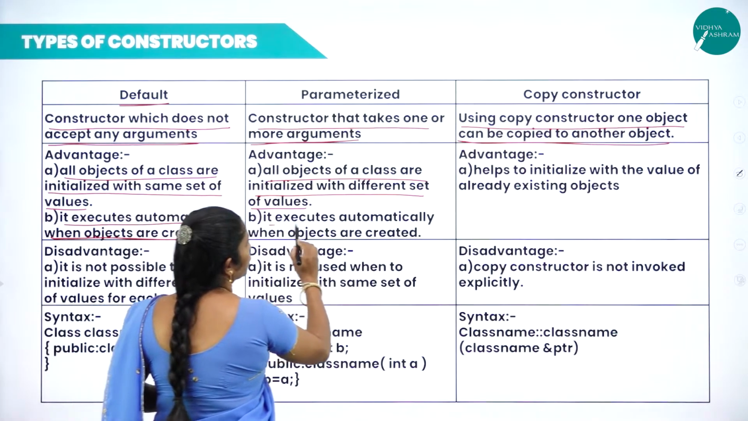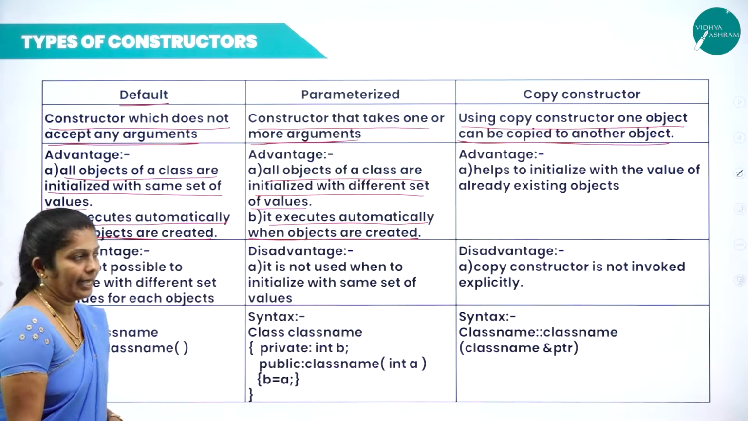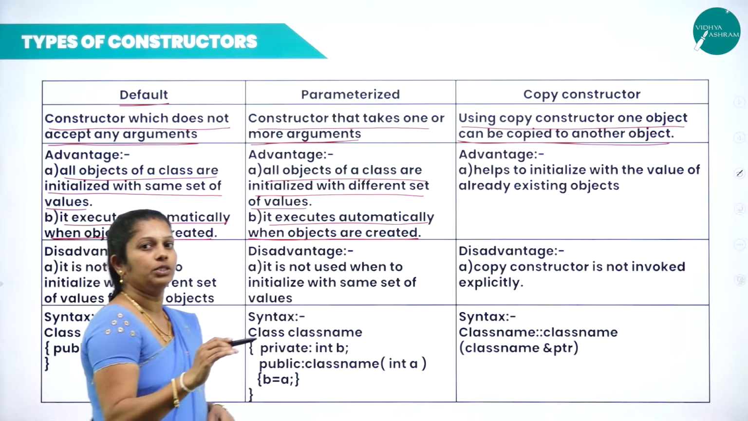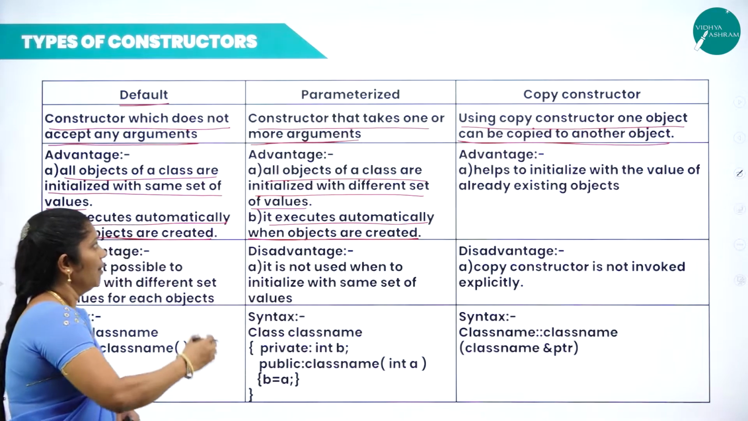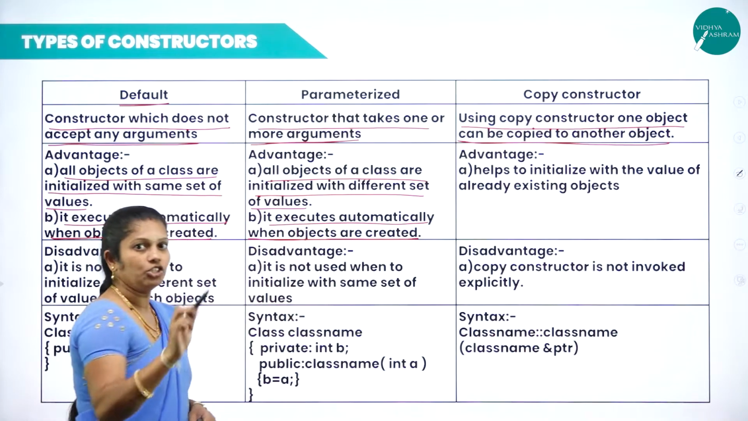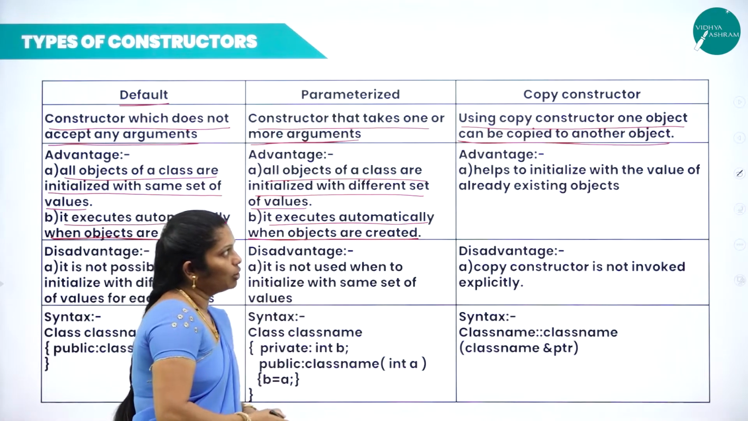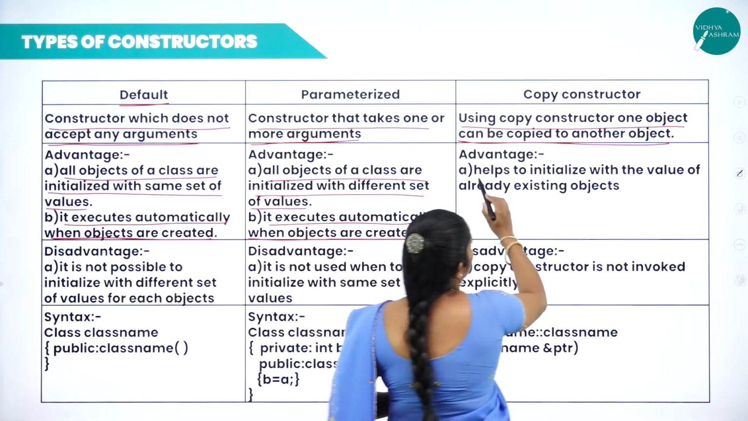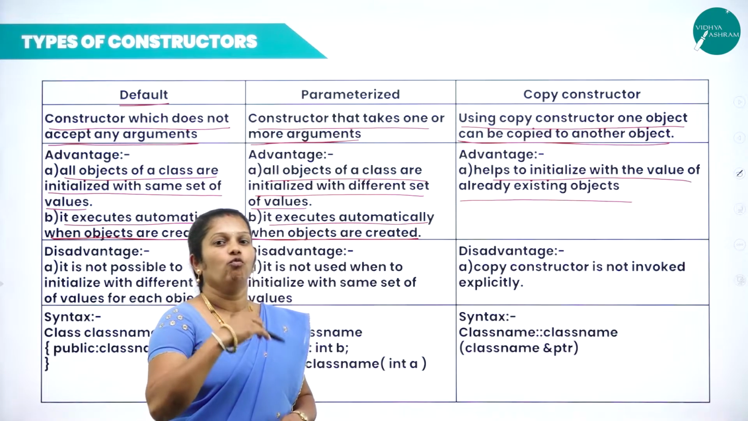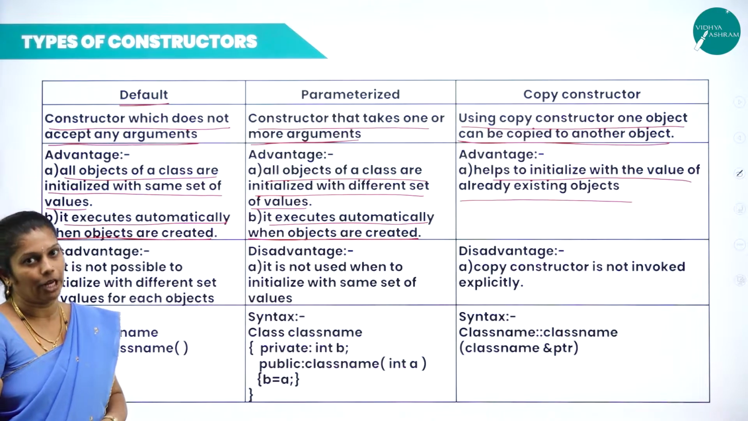And here also it executes automatically when objects are created. Automatically, if it is default or parameterized or copy, there also when we create an object, automatically it will execute. But here advantages, all objects are initialized by same set, whereas here for each object, we can give different set of values. And when they come to copy constructor, there also, it helps to initialize with the values which already exist in an object. From one object to another object, we can pass the value here. We can initialize the value here.